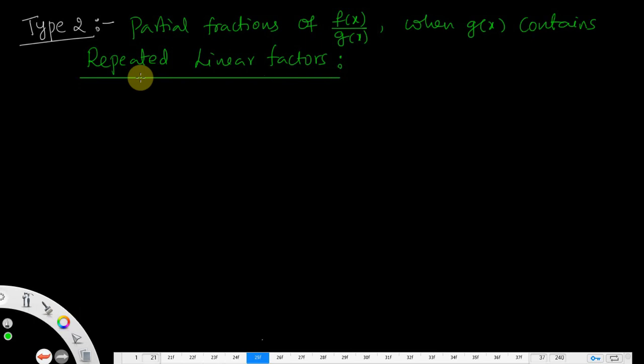So, then what we have to do is let f of x by g of x be a proper fraction. First, we can observe whether it is proper or improper by comparing the degree of f of x and the degree of g of x. If the degree of f of x is less than the degree of g of x, then the fraction is said to be a proper fraction.